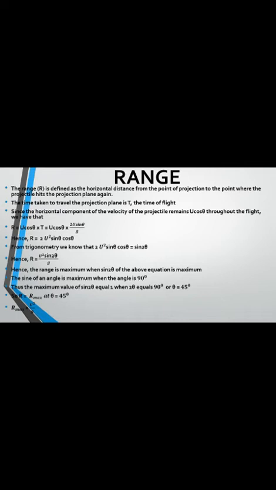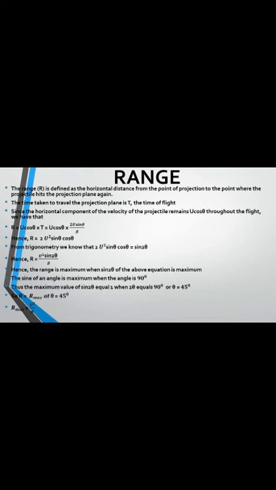And the speed in this case, which I mentioned earlier, is for the horizontal component, which is equal to u cos theta, times the time. So the horizontal distance range is equal to the horizontal component of velocity times the time. And we had already mentioned that the time in this case is the total time of flight, which is the time it takes to land on its projection plane.